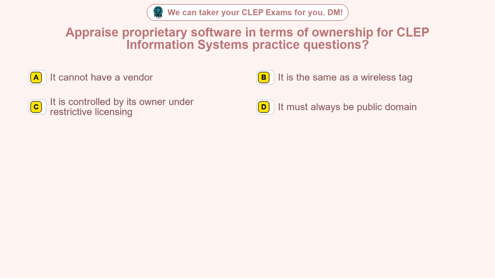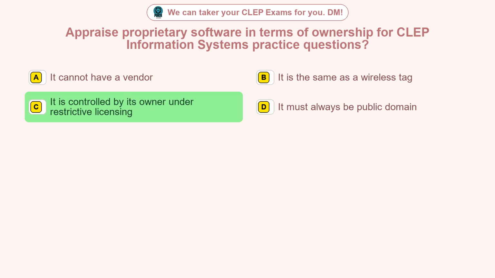Question 94. Appraise proprietary software in terms of ownership for CLEP Information Systems practice questions. Option A. It cannot have a vendor. Option B. It is the same as a wireless tag. Option C. It is controlled by its owner under restrictive licensing. Option D. It must always be public domain.